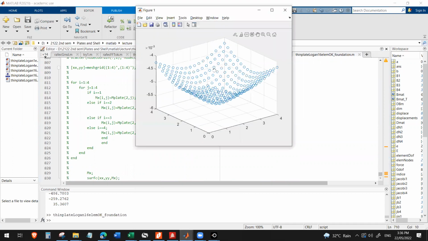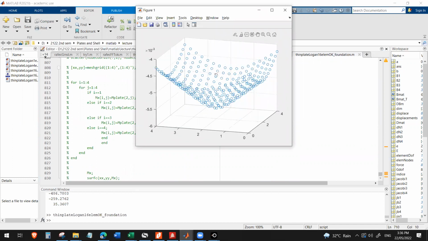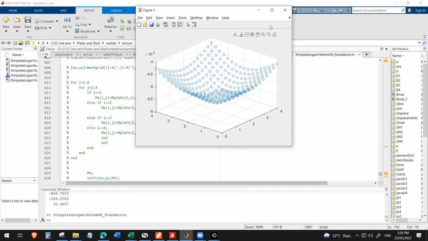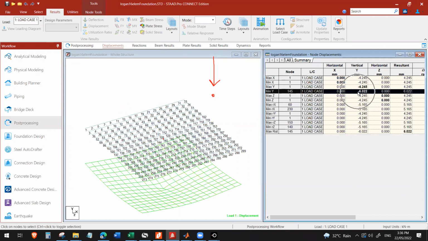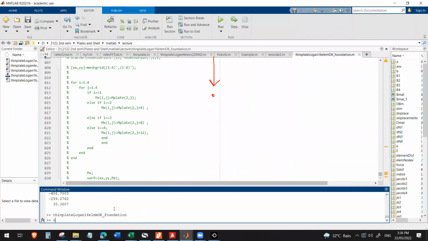And this is the corresponding deformation. Okay. So this is consistent with our STAAD. So the load is applied at the midpoint. So therefore the maximum displacement is at the midpoint also. And looking at STAAD, the maximum deformation is 6 millimeters, okay? 6 millimeters at node 145. So let's check here. Displacements at degrees of freedom 433. And we obtained almost 6 millimeters displacement also. Okay.